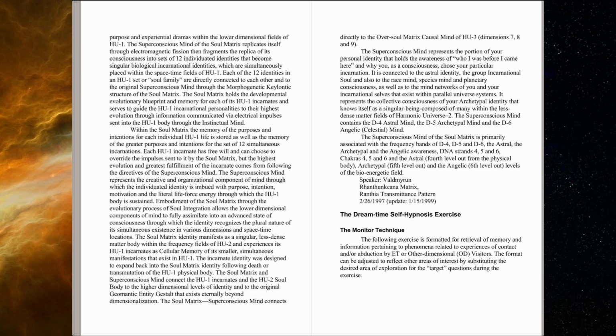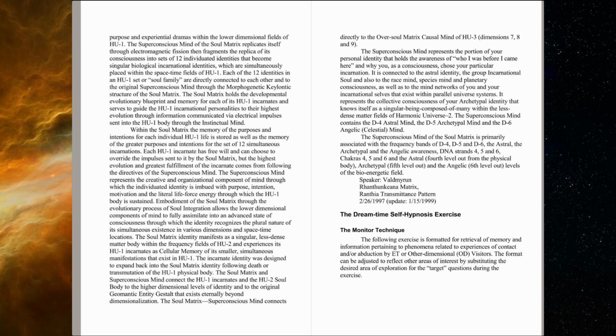Within the Soul Matrix, the memory of the purposes and intentions for each individual Harmonic Universe 1 life is stored, as well as the memory of the greater purposes and intentions for the set of the 12 simultaneous incarnations. Each HU1 incarnate has free will and can choose to override the impulses sent to it by the Soul Matrix. But the highest evolution and greatest fulfillment of the incarnate comes from following the directives of the superconscious mind.